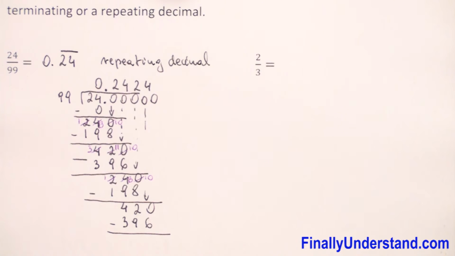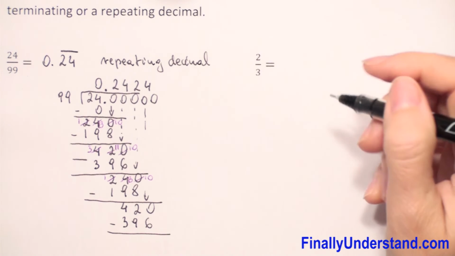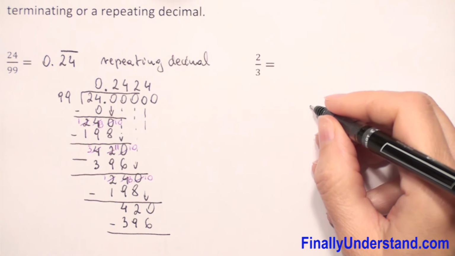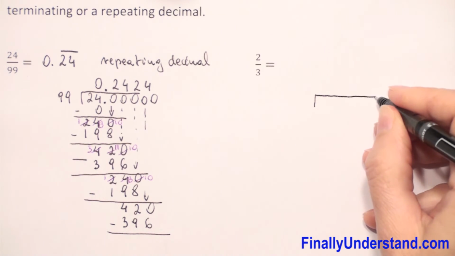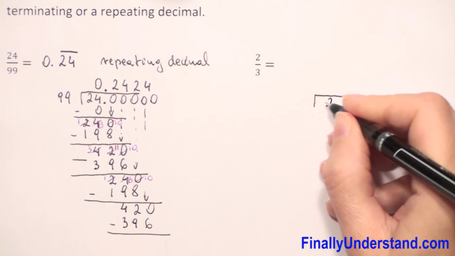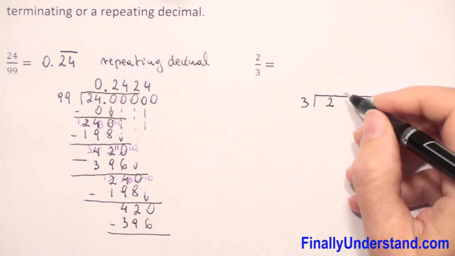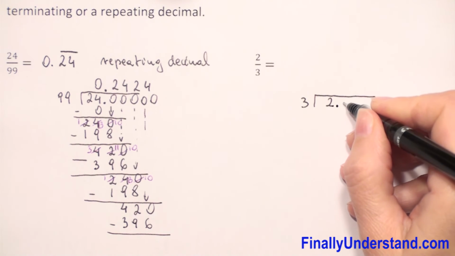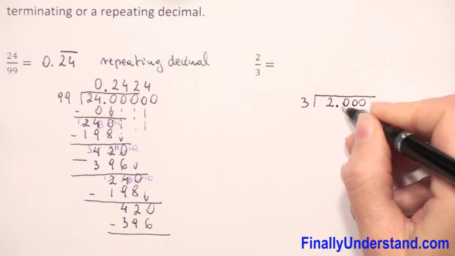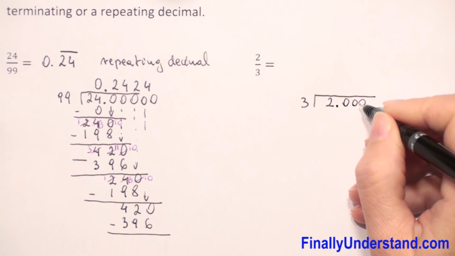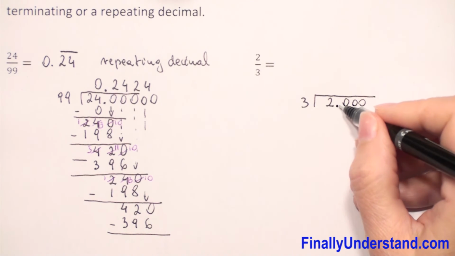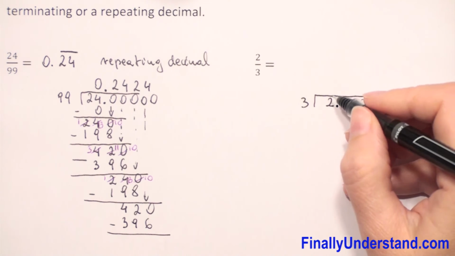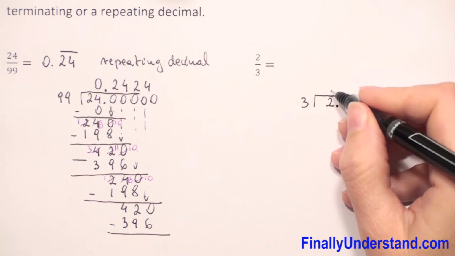Next example, we have 2 over 3. We will do long division to change this fraction to a decimal. We divide 2 by 3. Because 3 is greater than 2, we can add zeros at the end after the decimal point because it doesn't change the value of our number. It's still 2 because zeros after the decimal point are like nothing. So again, how many times can you put 3 into 2?